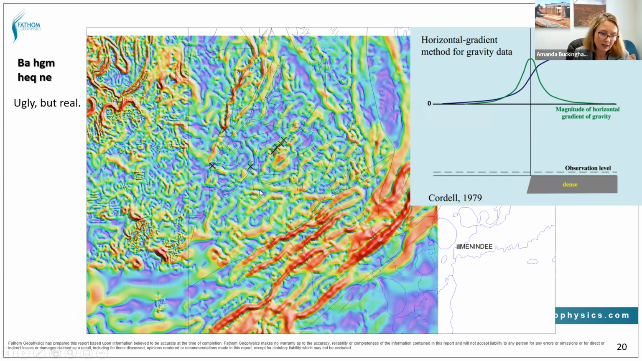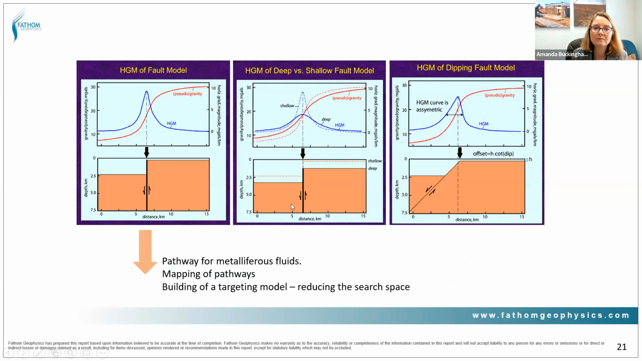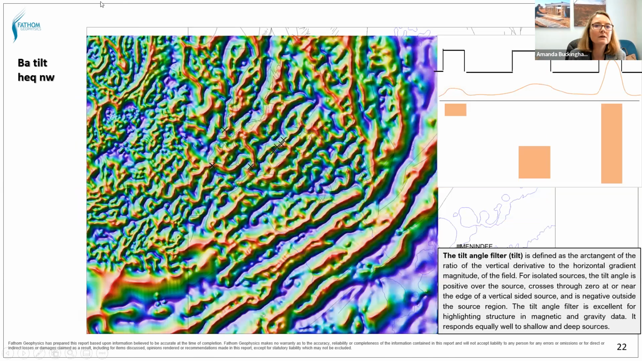The way you calculate edges from gravity and magnetic data, you can do it in a number of different ways. This is the standard horizontal gradient way. All right, you can look at this in your own time. Move on.